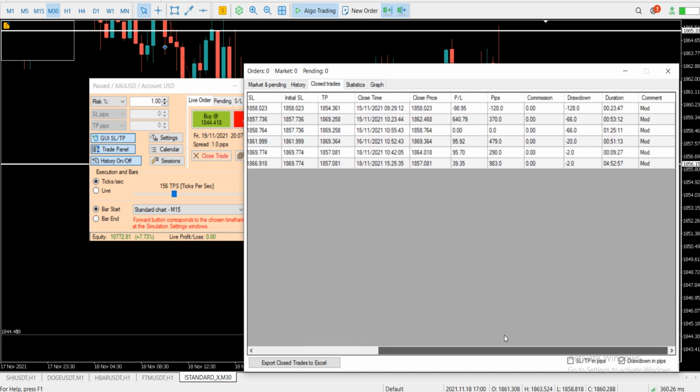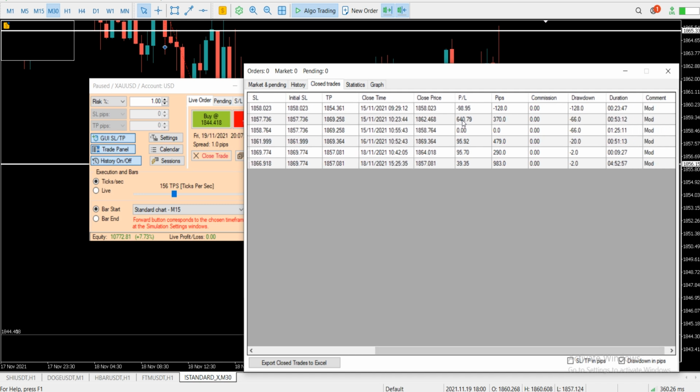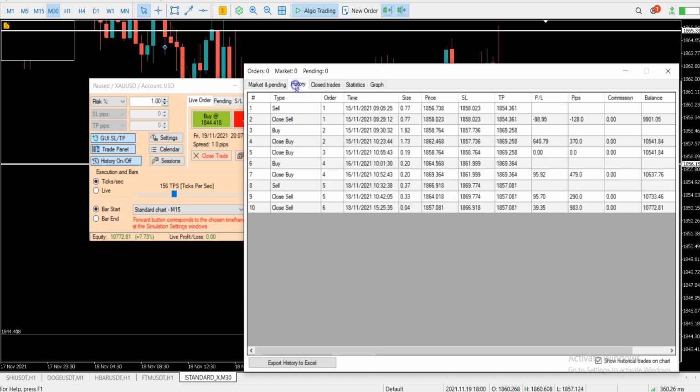You can see the P&L. 640, 95, 95, 95, 95. Okay. So, yeah, one trade was good. It gave me almost 6%, and then I lost 1% here, and then made 1% here, and yeah. So that was all for today.